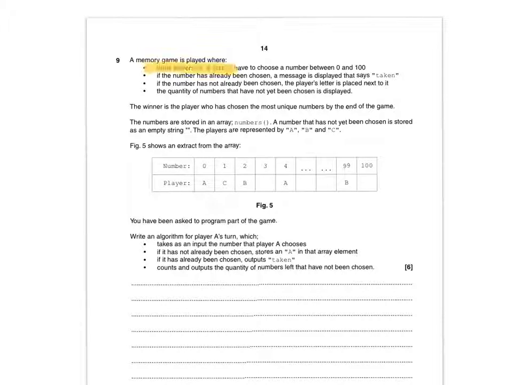There are 3 players, A, B, and C, and they've got to choose a number between 0 and 100. If somebody's already chosen that number, it says that the number has been taken. Alternatively, that person gets given the number. And as you can see in the table, figure 5, for example, if I chose the number 3 and I was player A, then A would go into that table at that point. In the final part of the game, you've actually got to work out how many numbers are still free.